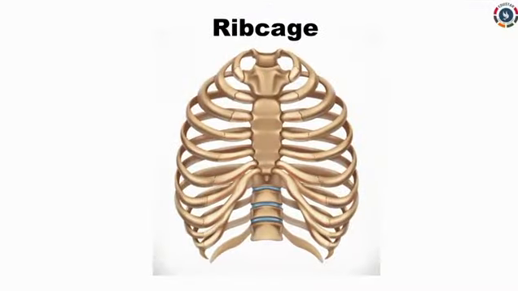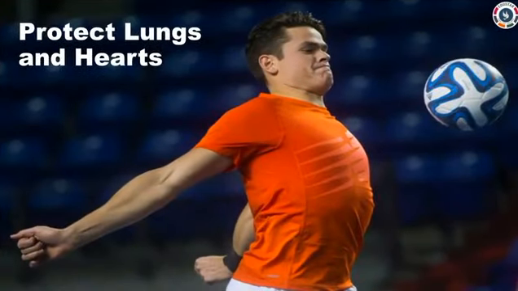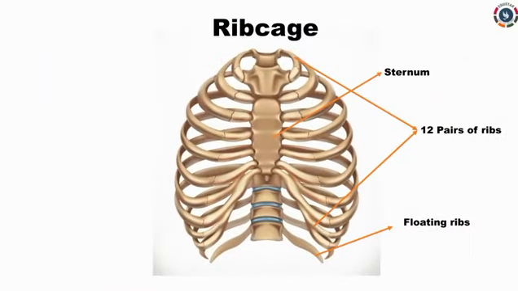The next concept is the rib cage. A ball thrown towards you at a high speed hits you on your chest. But your heart and lungs are safe because of the protective covering of the rib cage. There are 12 pairs of ribs and they form a cage of bones around the chest called the rib cage.